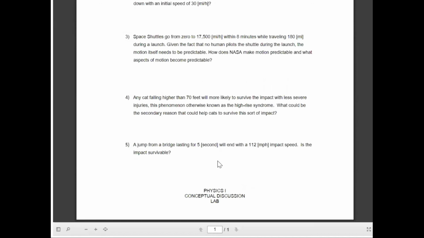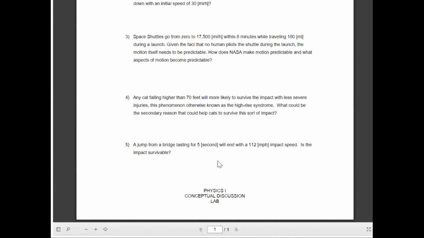Last question. We got a jump from a bridge lasting for 5 seconds. Remember that 5-second drop? The guy was jumping from a bridge, and then he hit water with 112 mile per hour impact speed. So his impact speed was 112 miles per hour. So the question is, is that survivable?